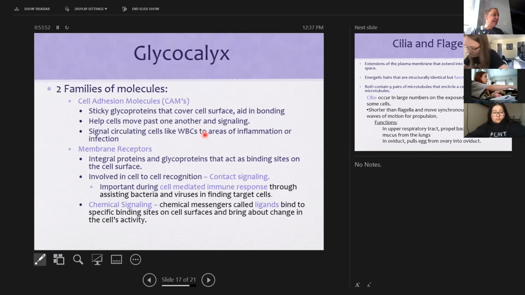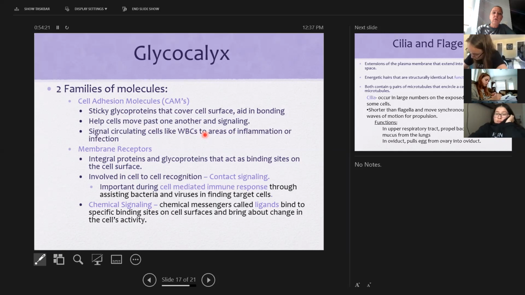This sticky coating, this CAM, cell adhesion, also helps the cells to recognize each other. And so if we have an area of infection, this CAM, the cell adhesion molecule, can signal as a beacon and get your immune system to start sending the military to come in and help with any stranger danger.